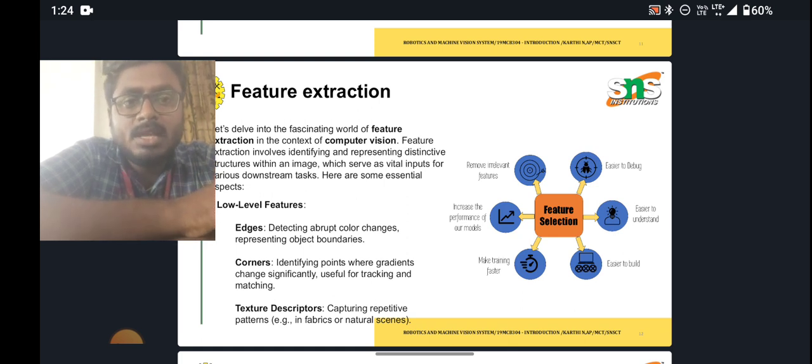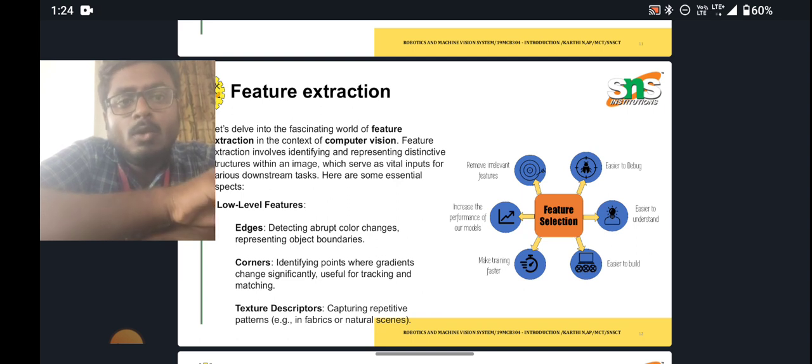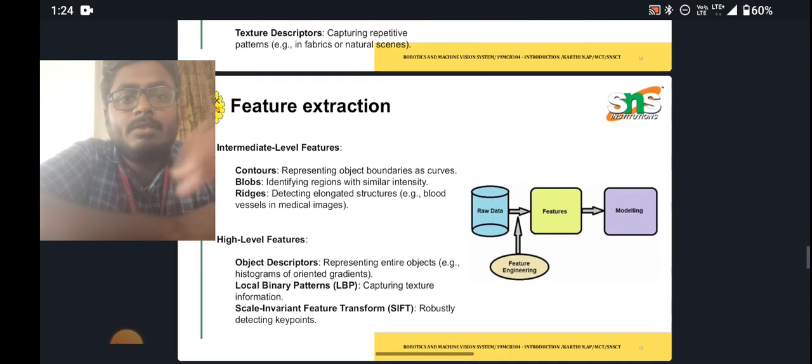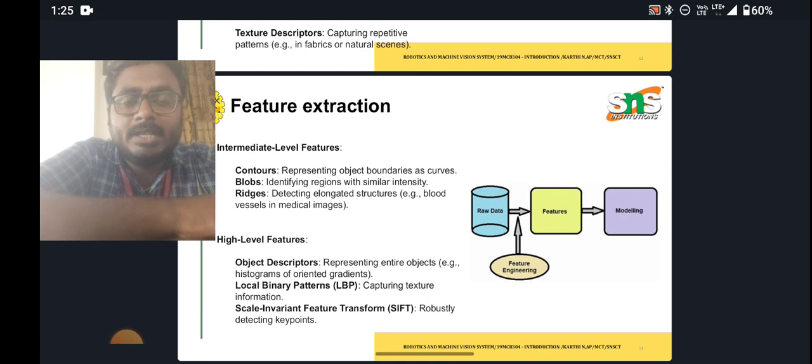And what are corners? Identifying points where the gradient changes significantly, useful for tracking and matching. Texture descriptors capture repetitive patterns, for example fabrics or natural scenes. Followed by the intermediate level features, contours represent object boundaries as curves. Blobs are used for identifying regions with similar intensity. Ridges detect elongated structures, for example blood vessels in medical images.